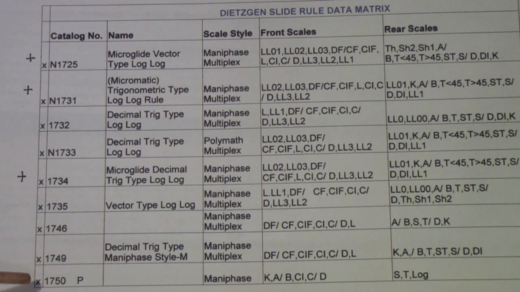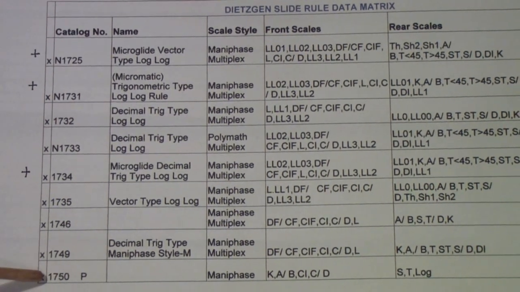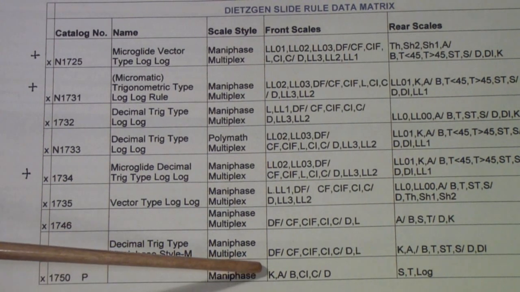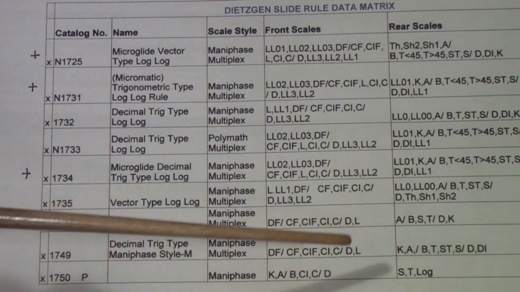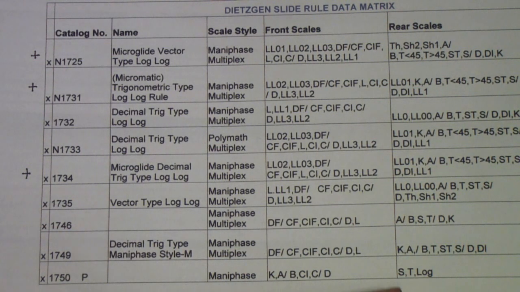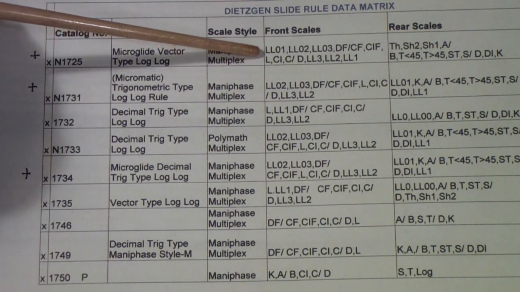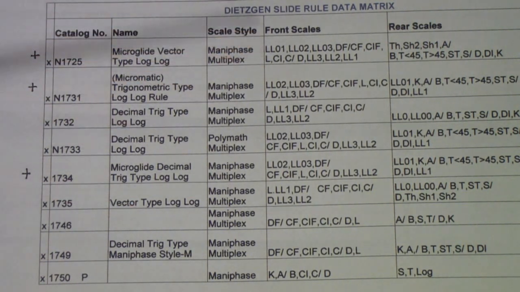So they vary from a simple, what's called monophase slide rule, which just had the simple K, A, B, C, D, and S, T and log scales. It also has a CI scale, up to some fairly complicated vector log-log that include hyperbolic as well as symmetric log-log scales and so on. So let's take a look at the individual rules.